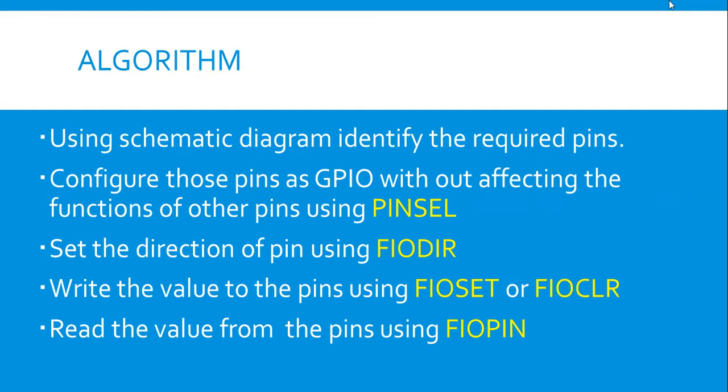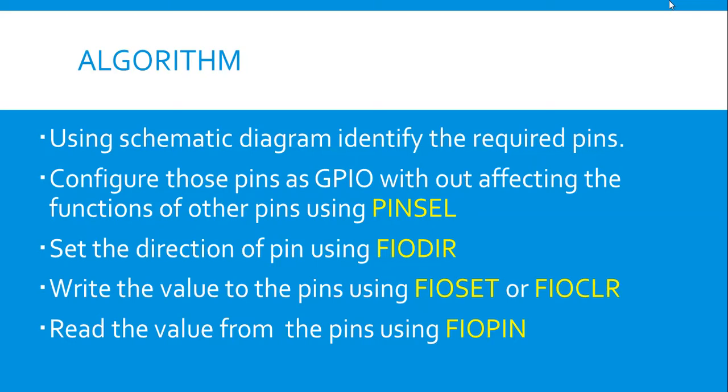Using the schematic diagram, you have to identify the required pins and configure those pins as general purpose input output pins without affecting the functions of the other pins, using the pin selection register. It's very important. Then set the direction of the pin using the FIODIR register. That direction may be input direction or output direction. Write the value to the pin using the FIOSET or FIOCLR register.